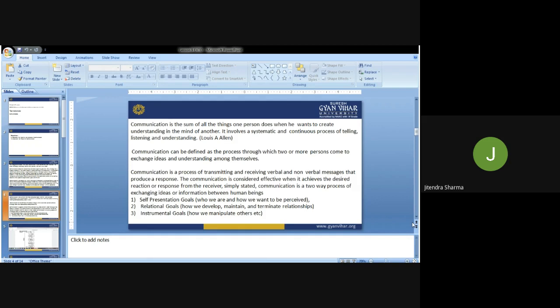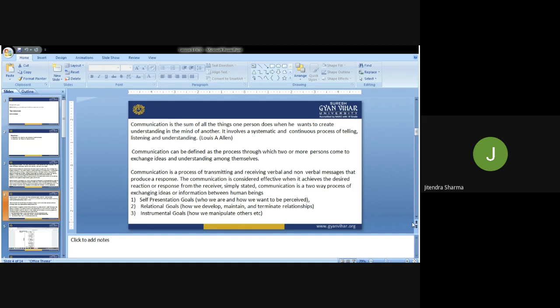So communication is a process of transmitting and receiving verbal and non-verbal messages that produce a response. Communication is considered effective when it achieves the desired reaction or response from the receiver. Simply stated, communication is a two-way process of exchanging ideas, information or thoughts between human beings.